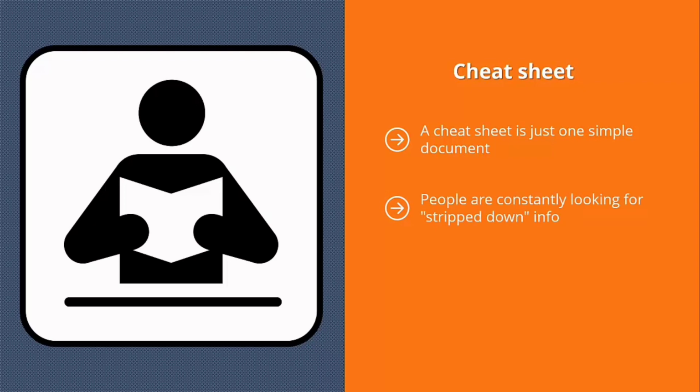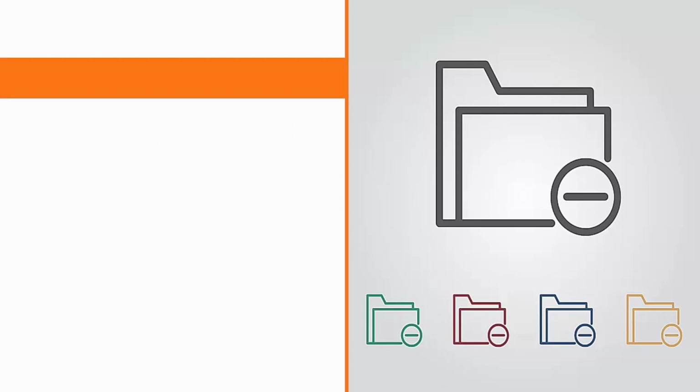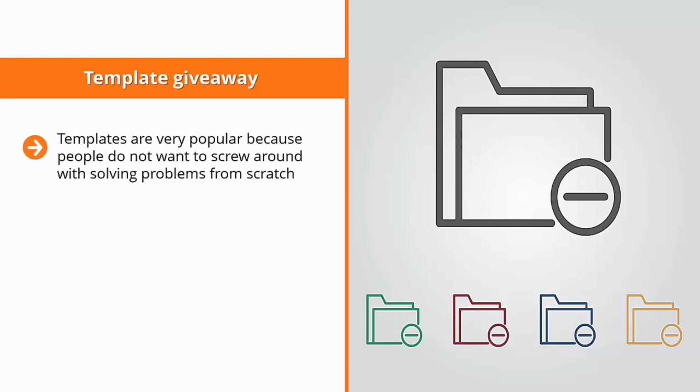They don't have time. They just want to scan something that would give them the right answers as quickly as possible. They are also looking for something that spells out the answer in the simplest terms. It's easy to see the value of cheat sheets. It's no surprise that this form of mailing list incentive is quite popular. Template giveaway. Templates are very popular because people do not want to screw around with solving problems from scratch.